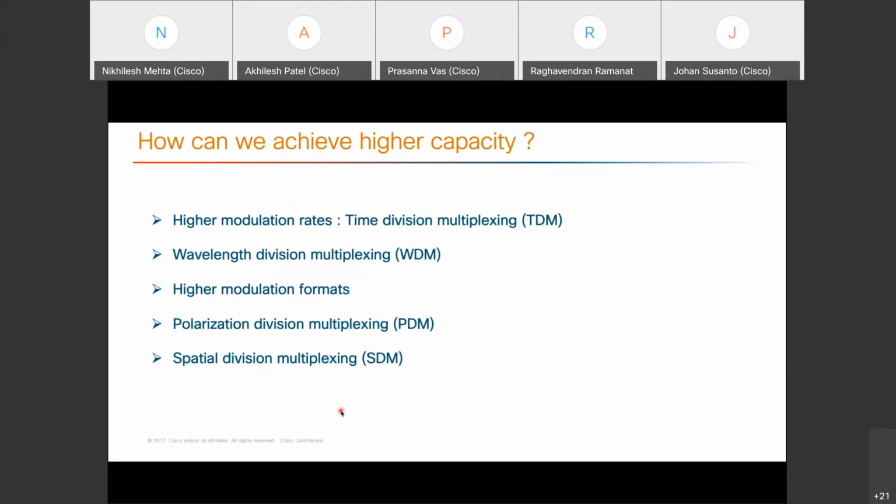You can have time division multiplexing, you can have wavelength division multiplexing, you can go to higher modulation formats, you have polarization division multiplexing, and you have spatial division multiplexing. These are different ways. So in the subsequent slides, we will see each point in detail, how we are achieving that.